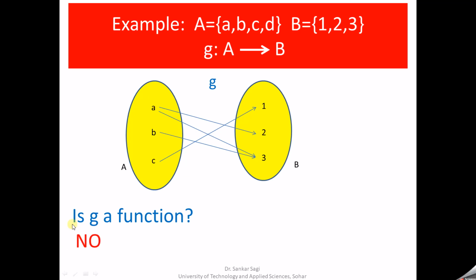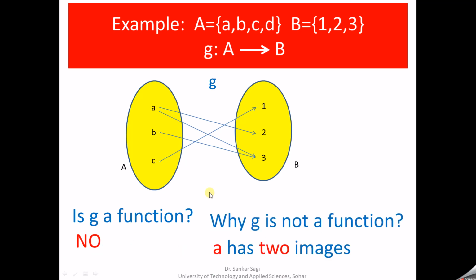Therefore, for this question, is G a function? No. And why is G not a function? Because the element A in the first set has two images, namely 2 and 3. And we can write G of A equal to 2, G of A is equal to 3. For the same element A, we have two images. Therefore, G fails to be a function.